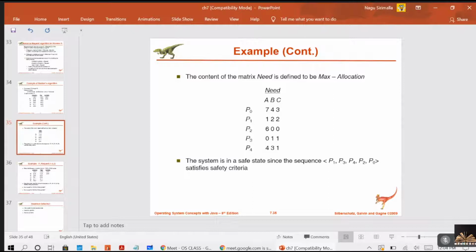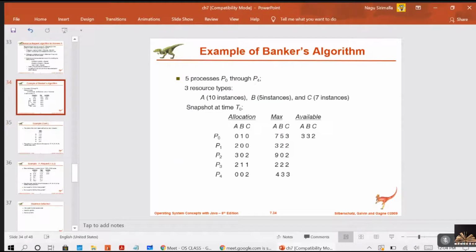You understood this? See, this is the problem they will give. So there are 5 processes, and I have the instances of each resource type, with 3 types of resources. So how are you going to do it?